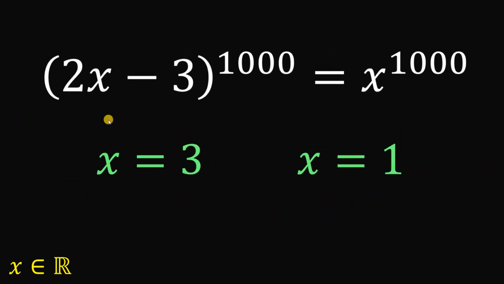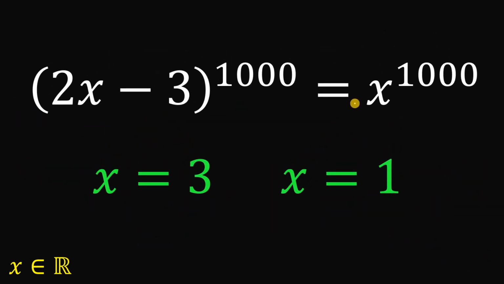So given (2x − 3)^1000 = x^1000, we found two real values of x that satisfy this equation. We have x = 3 or x = 1. And as always, we are done.